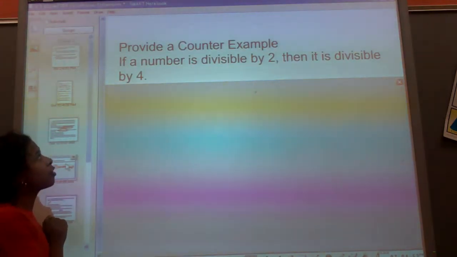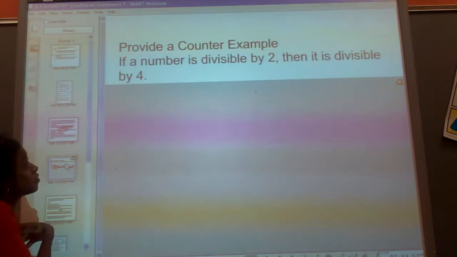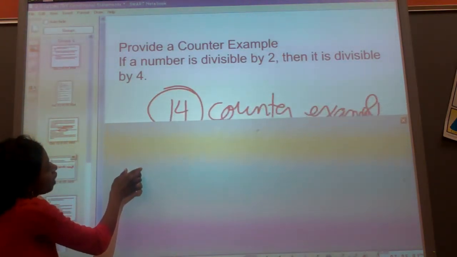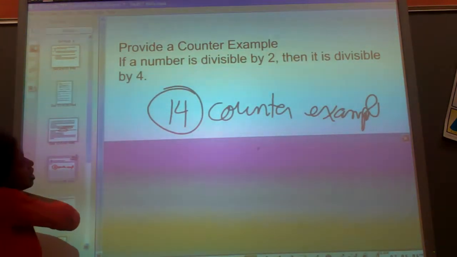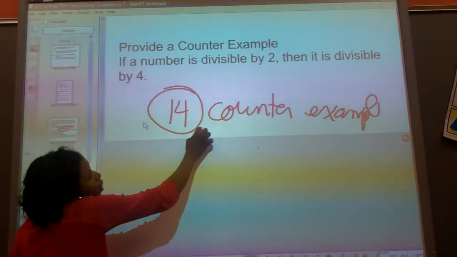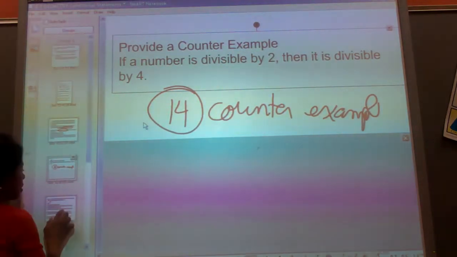Provide a counterexample for the following. You can hit pause after you get this. If a number is divisible by 2, then it is divisible by 4. Hit pause. Otherwise, the answer for a counterexample would be 14. 14 would be a counterexample because 14 is divisible by 2, but it is not divisible by 4. So there's your counterexample.